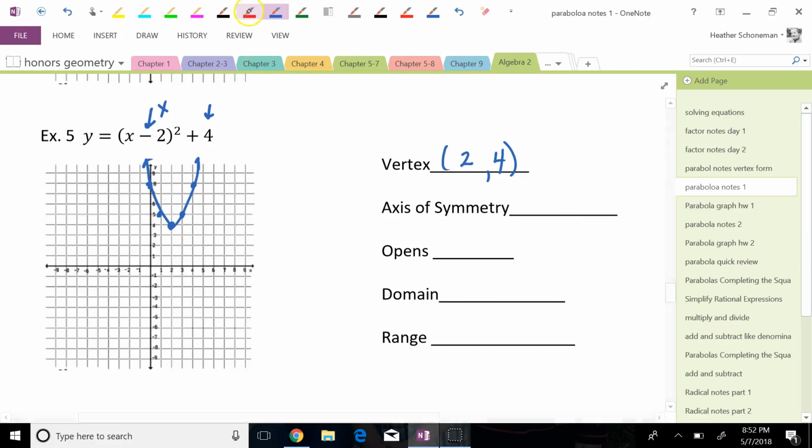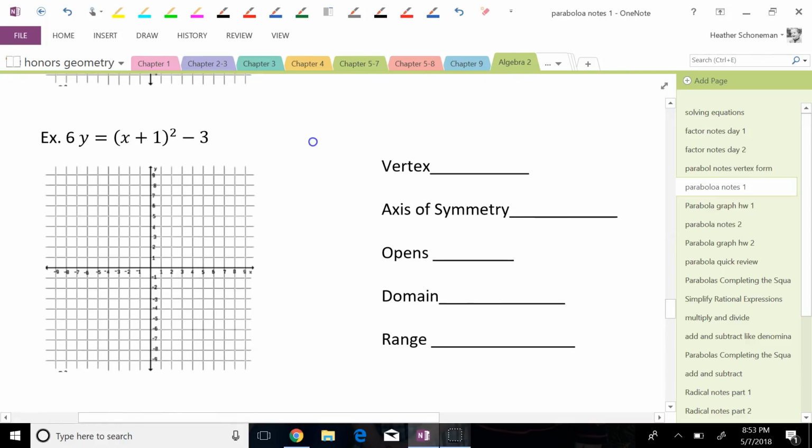And here's our parabola. Here's our axis of symmetry. This time it crosses at 2, so it's x equals 2. It opens up. Our domain on all of these today is the same. The range starts at 4. You go over to the y-axis here at 4, so it's going to be from 4 to infinity.